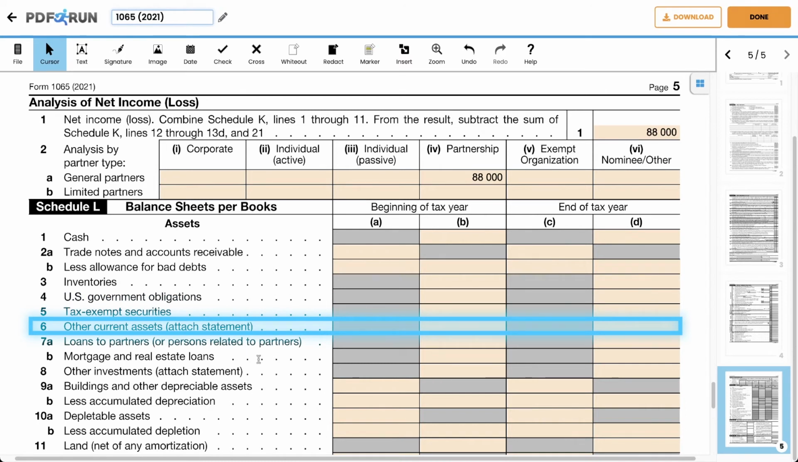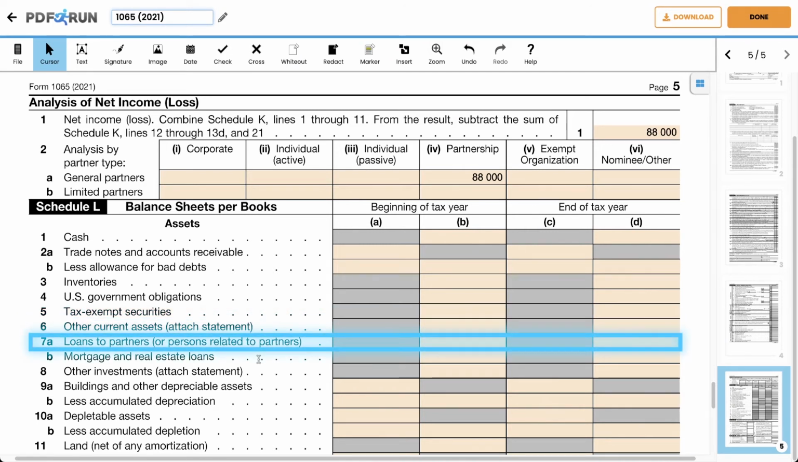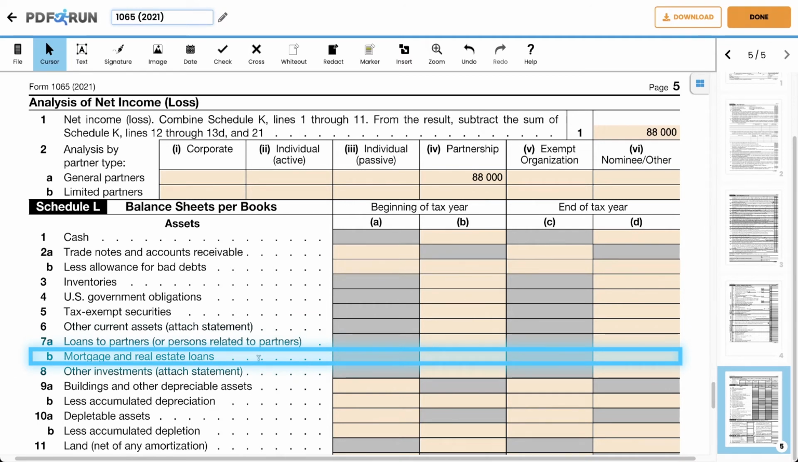Line 6. Other current assets. Enter the balances of any other current assets and attach the relevant statements to this form. Line 7A. Loans to partners. Enter the balances of any loans given to partners or persons related to partners. Line 7B. Mortgage and real estate loans. Enter the balances of any mortgage and real estate loans.